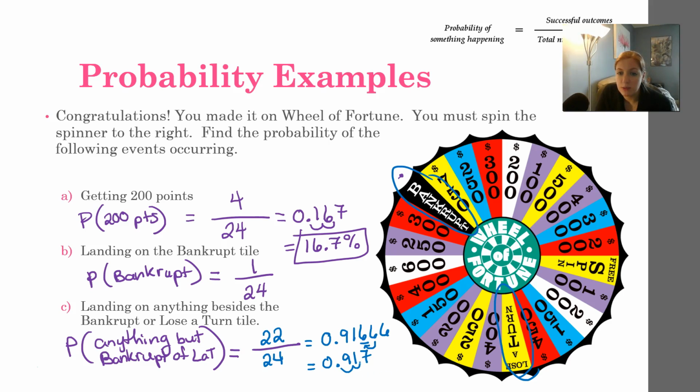So move that decimal 2 spots. It is a 91.7% chance that you are going to land on anything but bankrupt or lose a turn. So pretty good probability there.